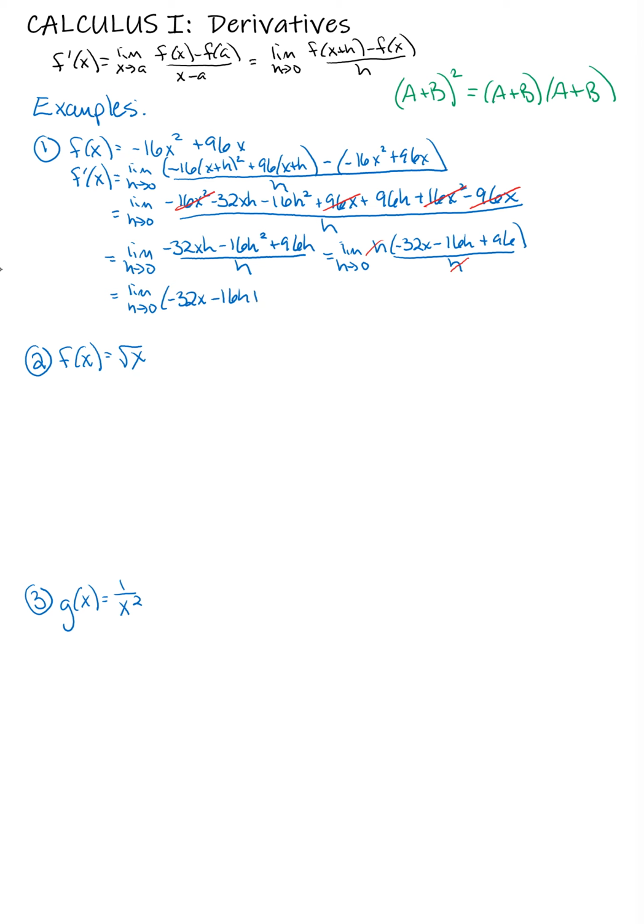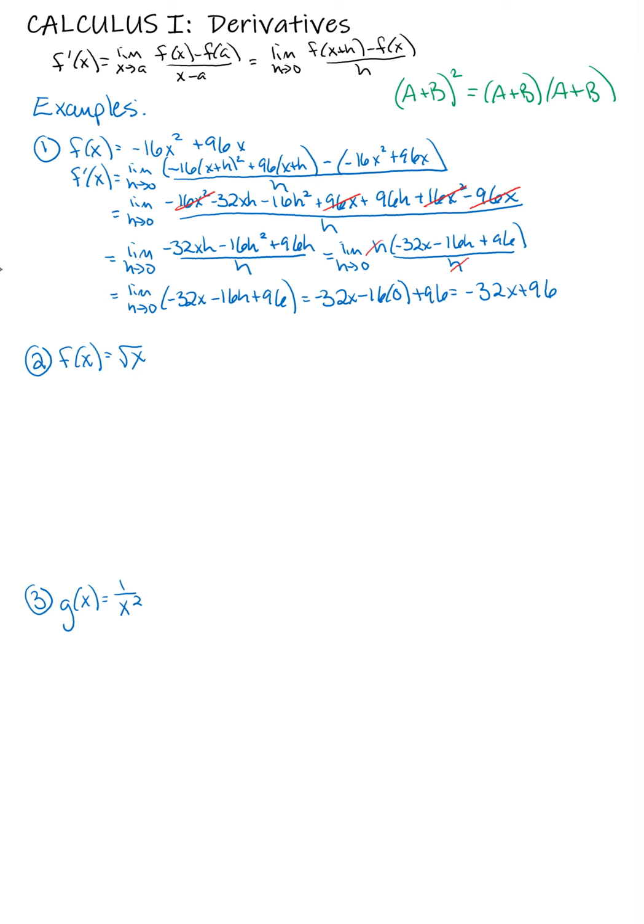Oh, that's fantastic. Now I can just use my normal limit technique, evaluate h at 0. We get negative 32x minus 16 times 0 plus 96. Of course, that 0 takes care of that 16, so we end up with negative 32x plus 96. And there you go. There's f prime. Oh, well, that wasn't so bad.